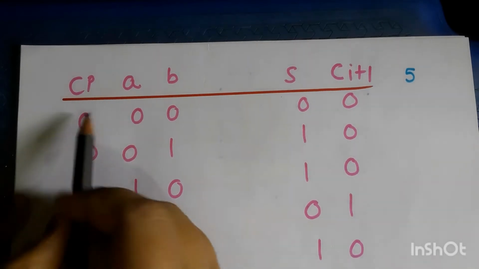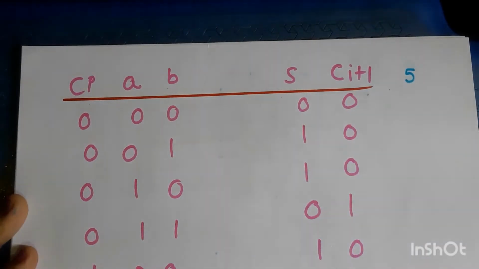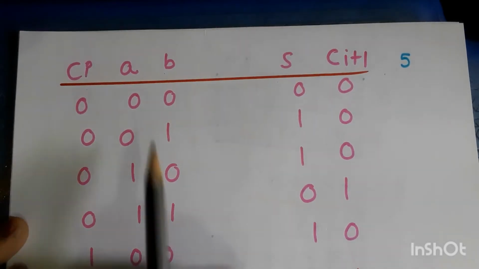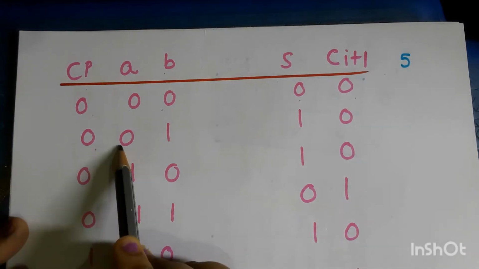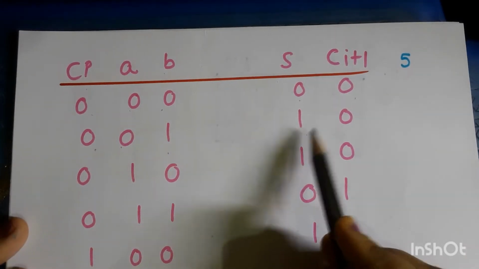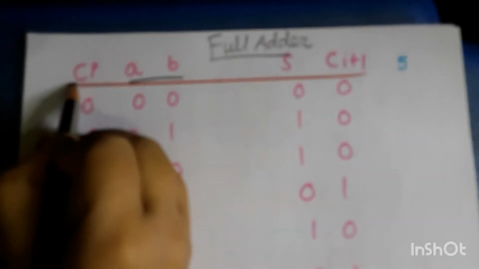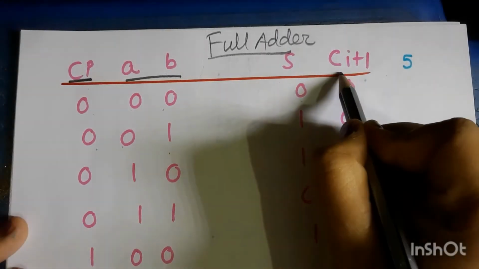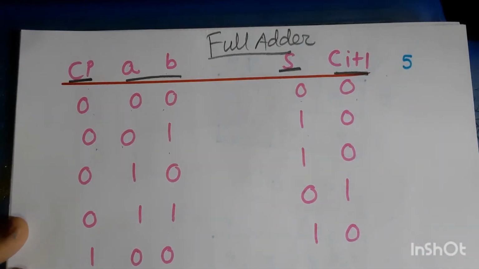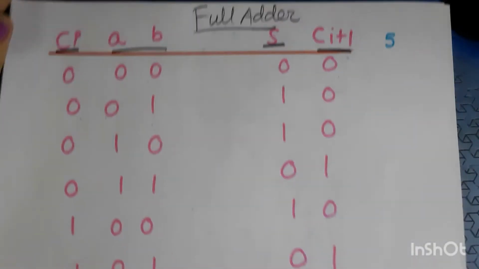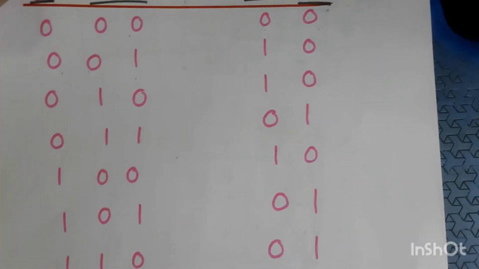Already, we have written the truth table with Ci, A, B, sum, and Ci plus 1. For 0, 0, 0, the sum is 0 and the carry bit is 0. For 0, 0, 1, the sum is 1 and the carry is 0. This is with a pre-carry value, and the next carry value and the sum value are evaluated. I have got the sum and the carry also.